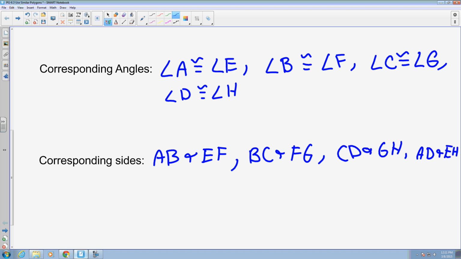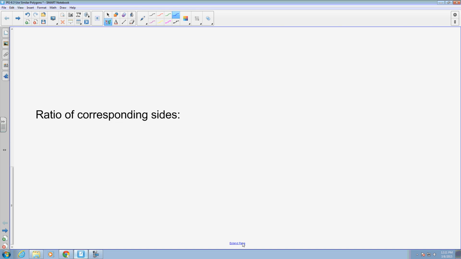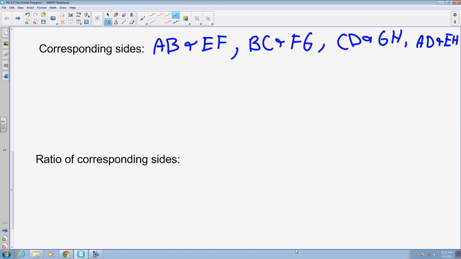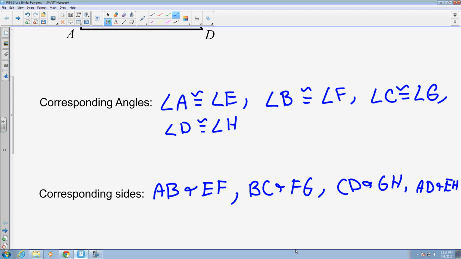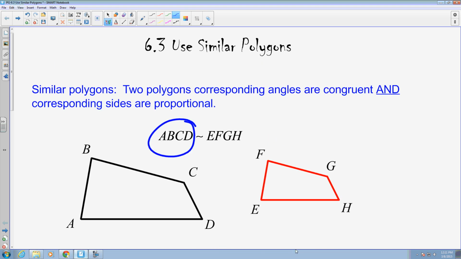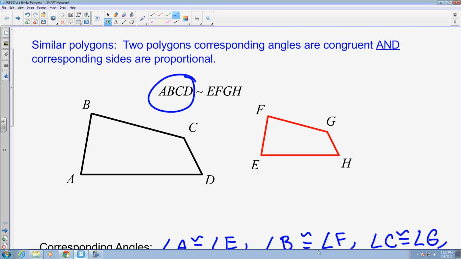Okay. And then the final thing, this is what we can write with an equal sign. It says the ratio of the corresponding sides. So you have to pick which one you're going to denote as the numerator and denominator for that particular polygon. All right, I am going to use the first polygon as my numerator, and then the second polygon as my denominator. And you have to be consistent throughout the entire process for it to be true.